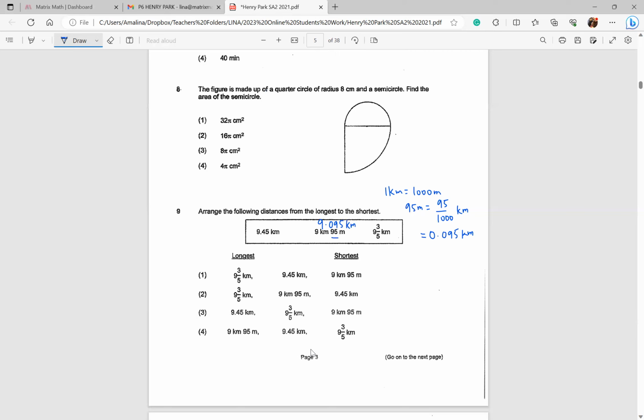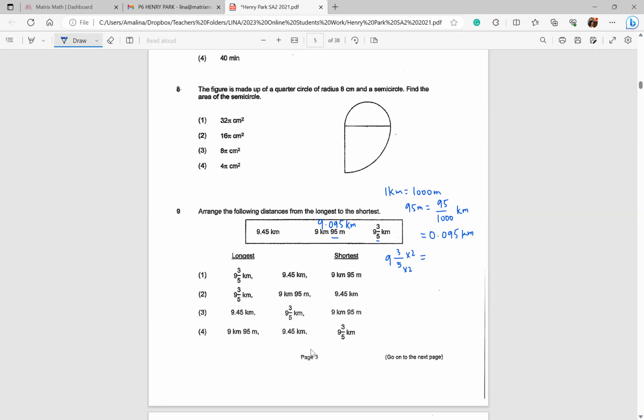Then 9 and 3/5 km. Again, same idea. This 3/5 here, change this to a number. Okay, 9 and 3/5 km. So you change this to decimal, so it's easier for you to compare. So 3/5, if I want to change to decimal, okay, remember you must change the denominator to either a 10, 100, or 1000. So since my denominator is a 5, I can multiply this straight away by 2.